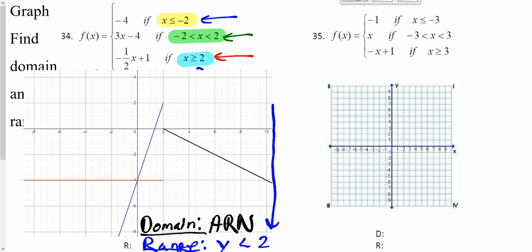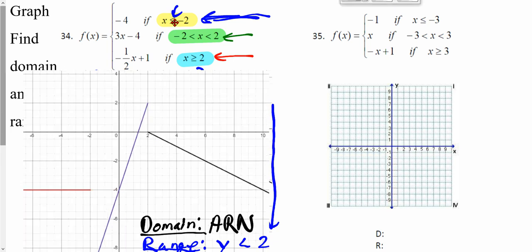Now, when you are looking at this top blue one up here, we have an equal to on this one. Now, my colors up here don't match the colors down there. Oh, I see I messed up. Just a second here. So here's the correct graph. Because there's an equal to at that highlighted yellow negative 2, this would be a filled in circle here.